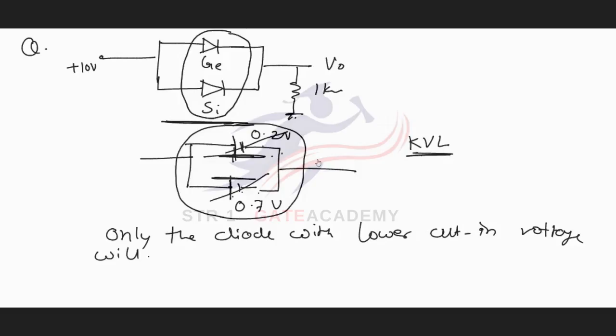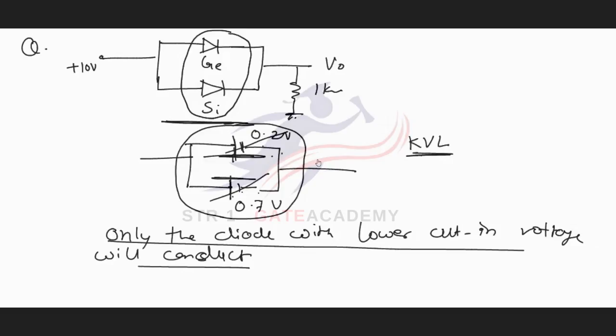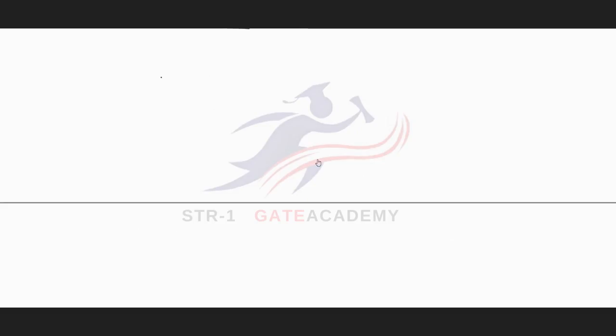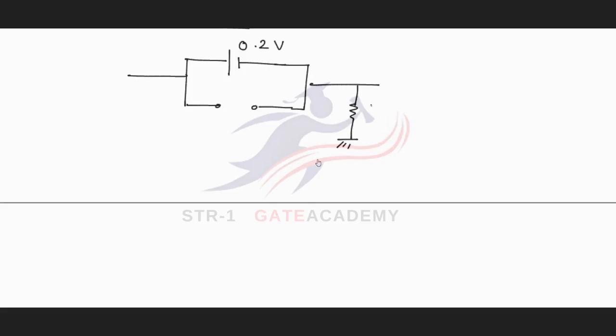will conduct. If the diode with lower cut-in voltage conducts, then we will draw the circuit accordingly. The germanium diode has a lower cut-in voltage of 0.2 volt, while the silicon diode has a higher cut-in voltage, so it will not conduct, and if a diode is not conducting, it will be replaced with an open circuit.